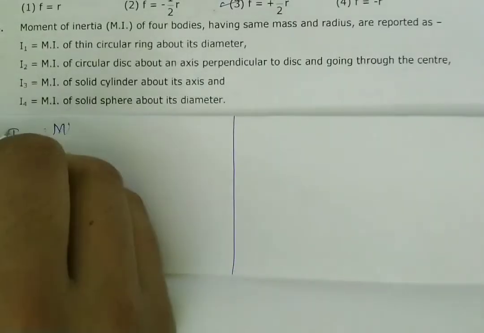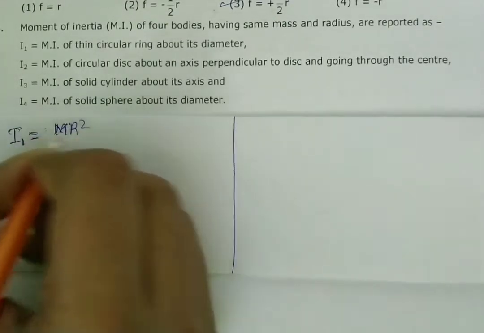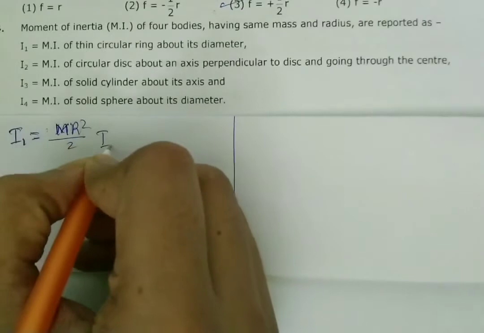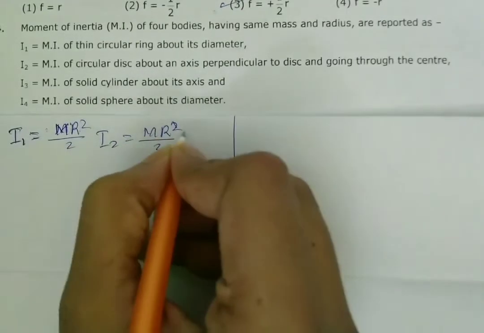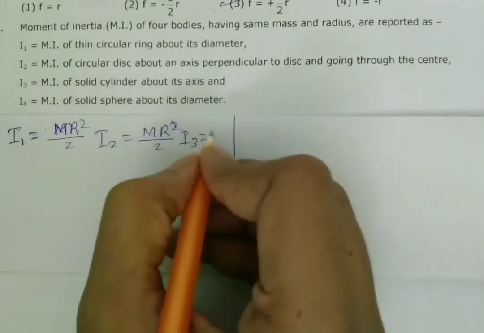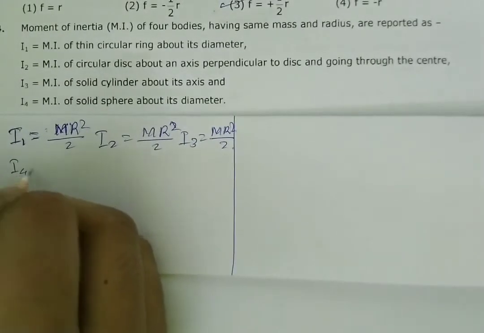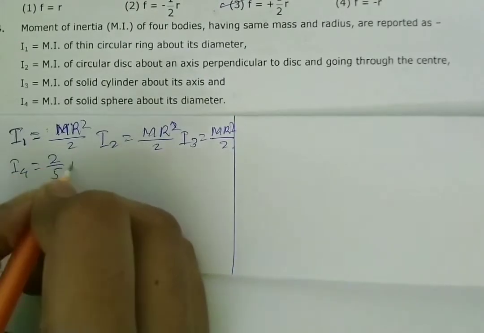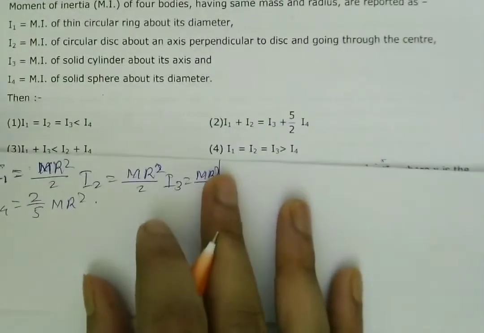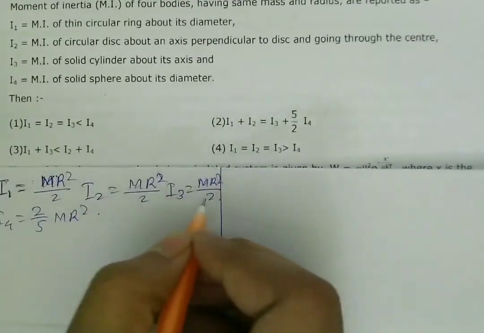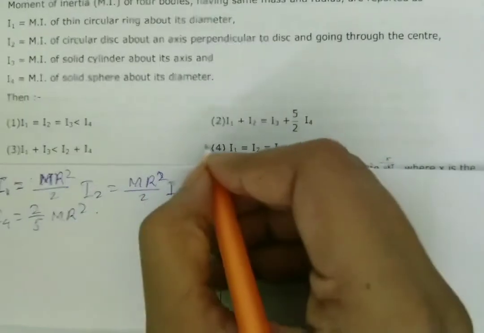In question number 14, I1 will be equal to m r square by 2. I2 will be equal to m r square by 2. I3 will be equal to m r square by 2. And I4 will be 2 by 5 m r square. So we can say that I1, I2, I3 will be equal and will be greater than I4. So option 4 is the correct answer.